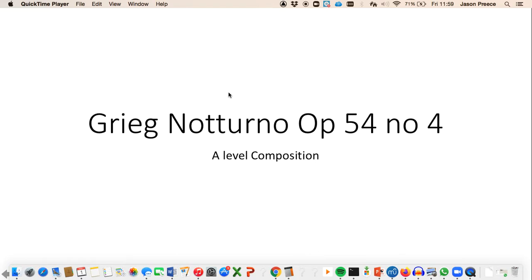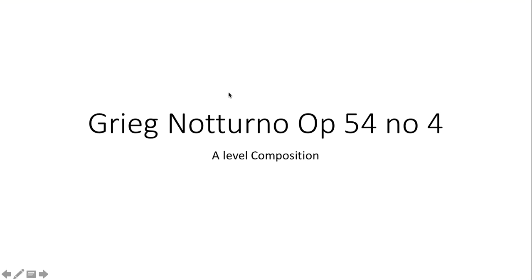This is the first in a series of some quick analyses of interesting pieces that I'll start putting together, with a view that at least some of them will be helpful for your own composition work. So today we're going to look at the Grieg Nocturne, Opus 54, number 4, because I think it does some quite interesting things structurally. So yeah, here we go. Without further ado, here's the piece.